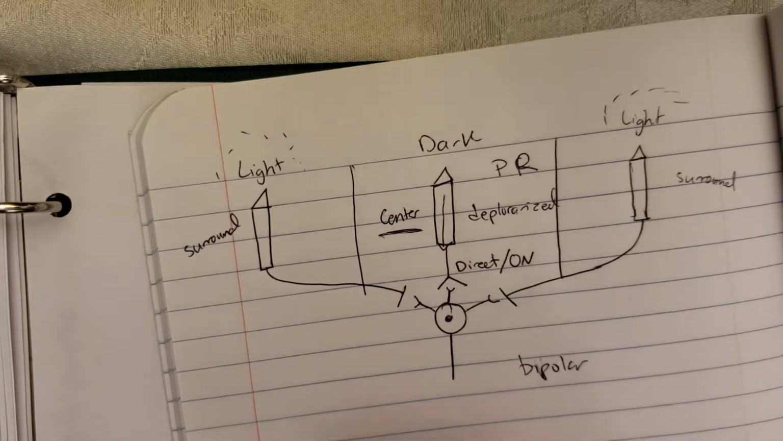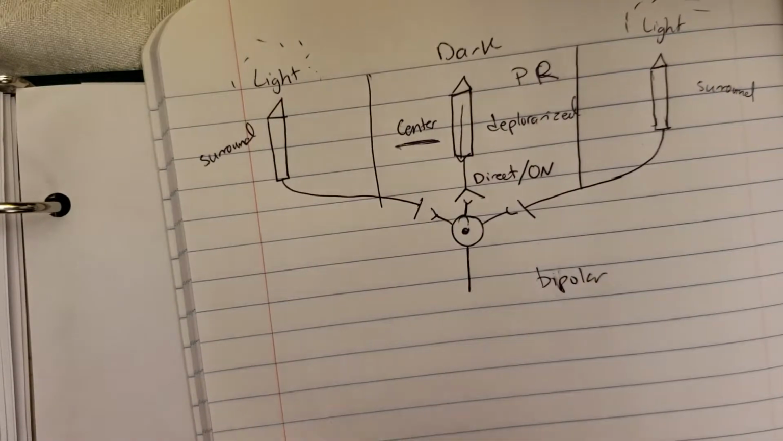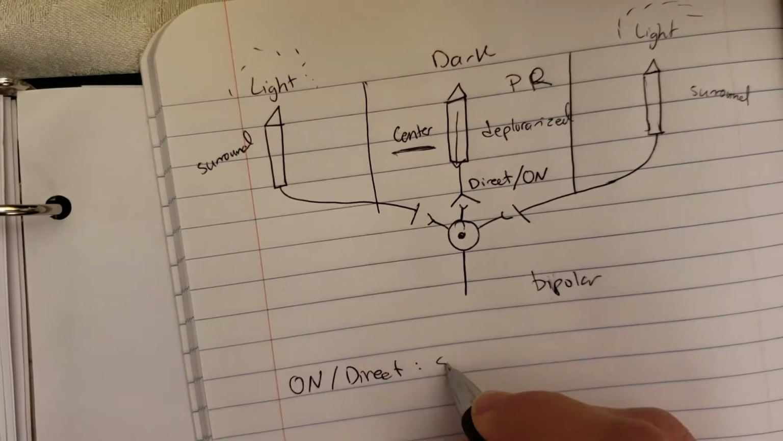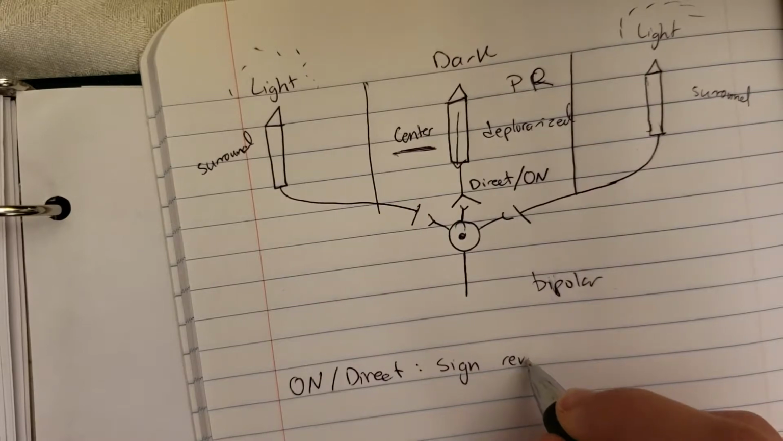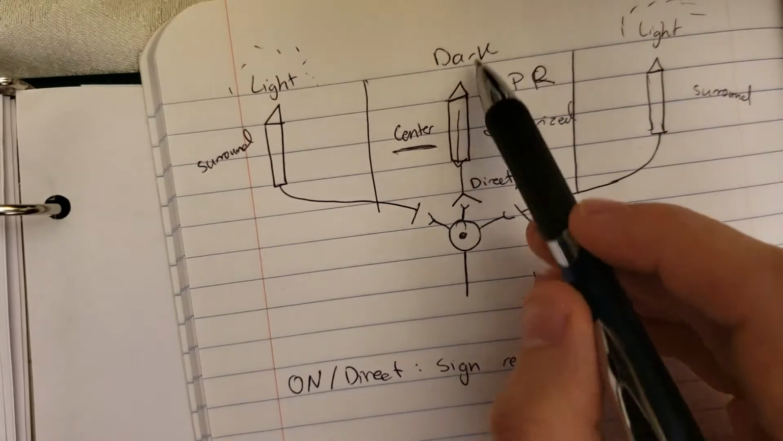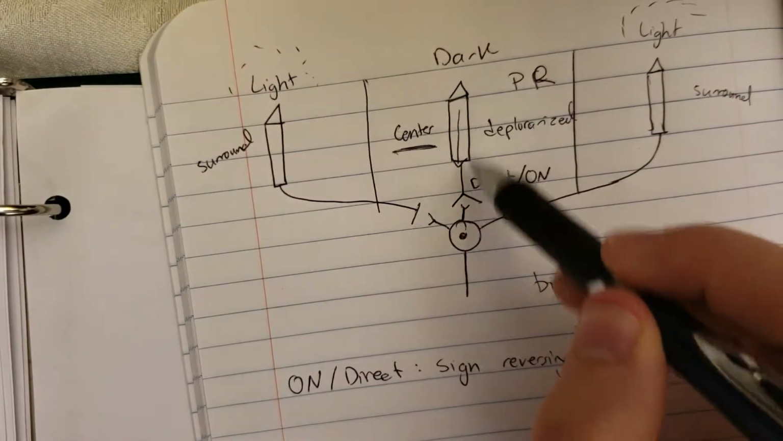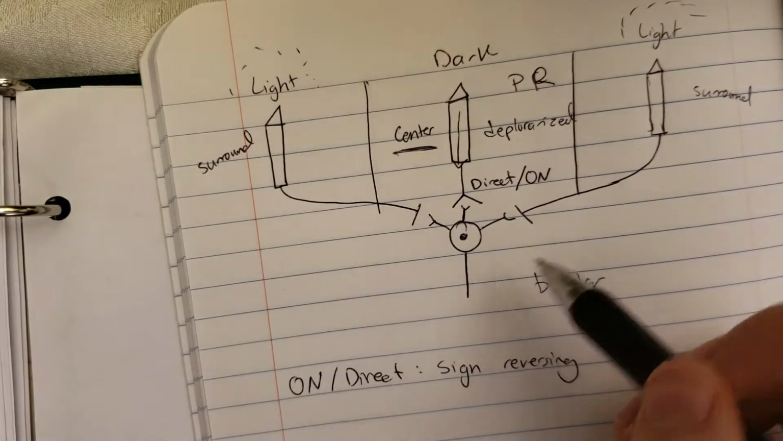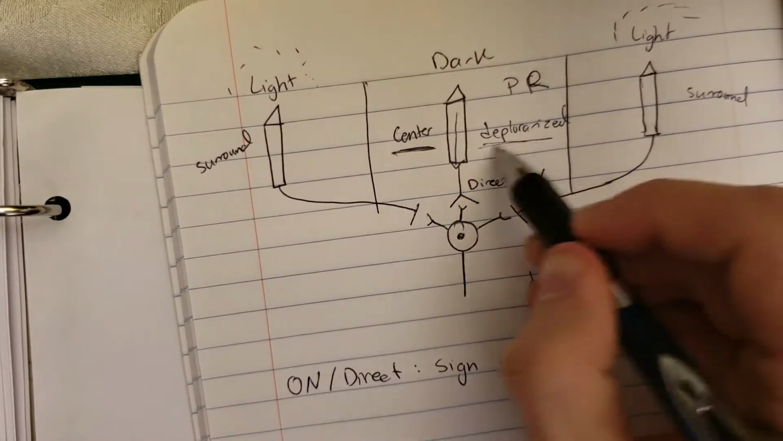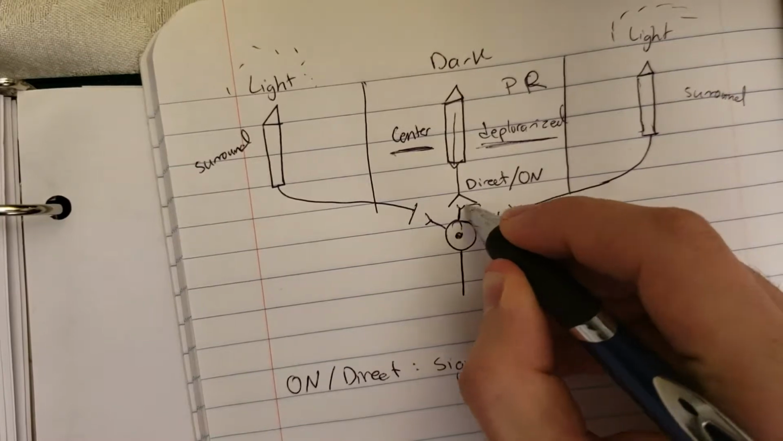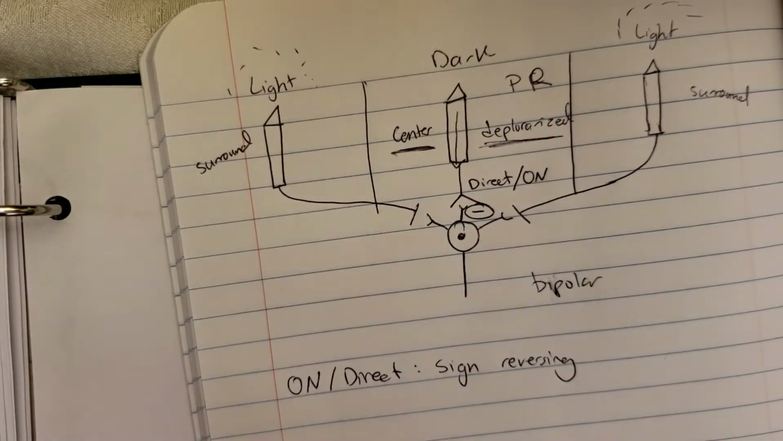So what does that mean? On, or direct, is sign reversing. Okay, so because see how this dark photoreceptor is directly synapsed onto that bipolar cell, it is the direct or the on pathway, meaning that this is sign reversing. Since up here this photoreceptor was depolarized, this connection here will be hyperpolarized. I'm going to denote that by a minus sign.